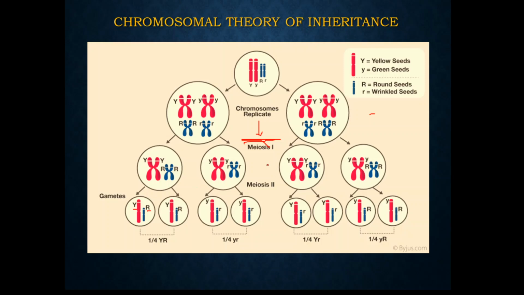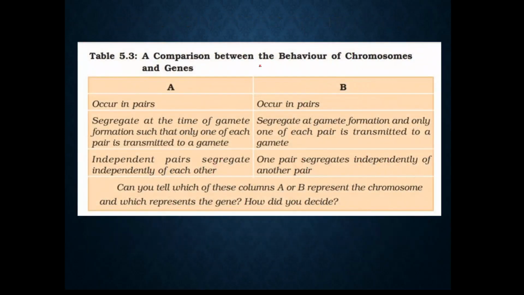That genes are present on the chromosomes, and these chromosomes are carrying the genes, and these chromosomes are inherited in the next generation to carry the characters. So they say that chromosomes are the vehicles of inheritance. If you see the behavior of chromosomes and genes, how similar they are behaving.